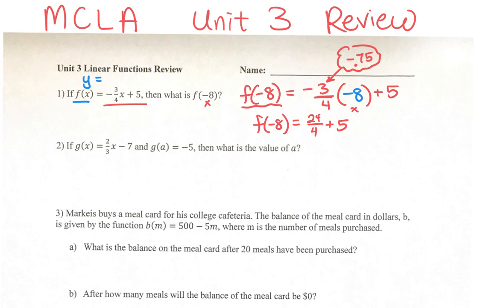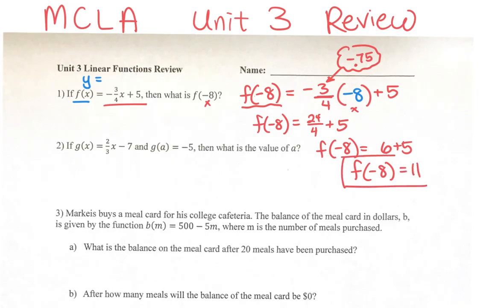Now we can finish up with that fraction by saying 24 divided by 4. 24 divided by 4 is 6. So I'll say f of negative 8 equals 6 plus 5. Or f of negative 8 equals 11. So what that means is my function f, when it has an input of negative 8, will equal 11. We'll have an output of 11. So that's what all of that notation means.